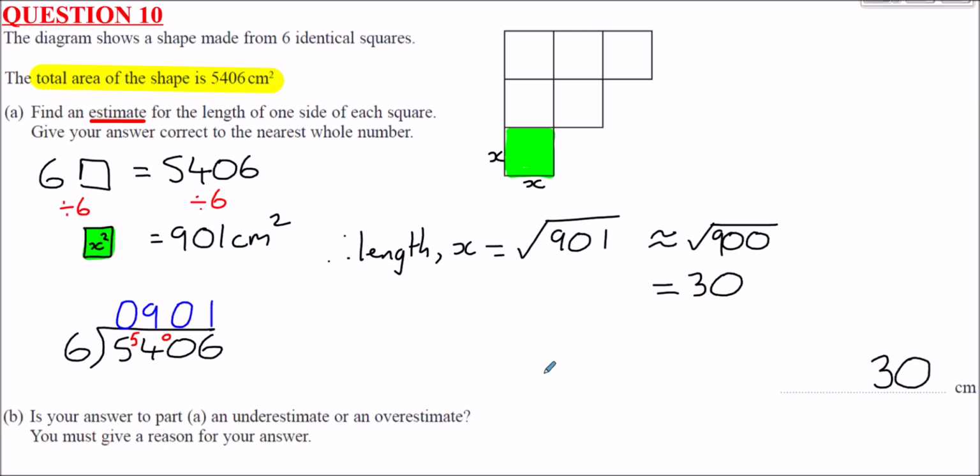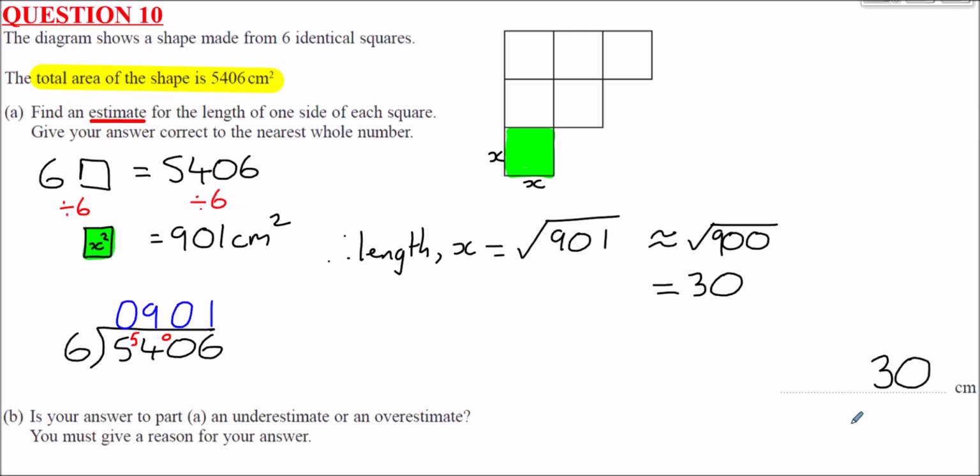Part B, is the answer an underestimate or overestimate, and give a reason? Well, the actual length of each square would have been the square root of 901. 901 is bigger than 900, so the actual length, the square root of 901, would actually be slightly bigger than the square root of 900, which is 30. In other words, the actual length will be a tiny bit bigger than 30.